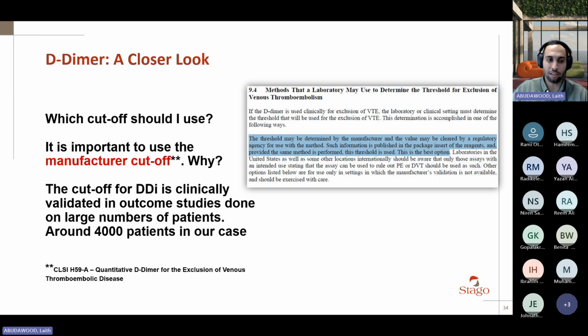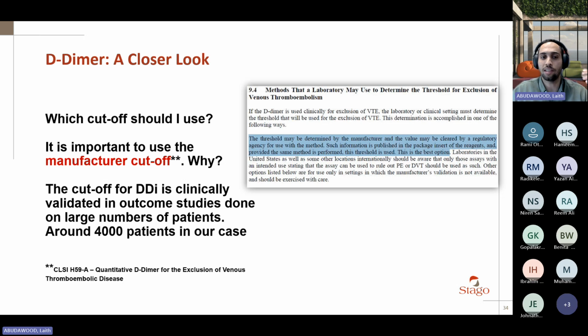Just to give you an idea, for example, the cutoff for D-dimer for Stago was based on a study of 25 different hospitals and clinics over 3 years with up to 4,000 patients. So that tells you how difficult this task is. It's a very huge task. Good luck finding a lab that can do this kind of work. So you just use the cutoff of the manufacturer, whether it is Stago, Sysmex, whatever it is, okay?